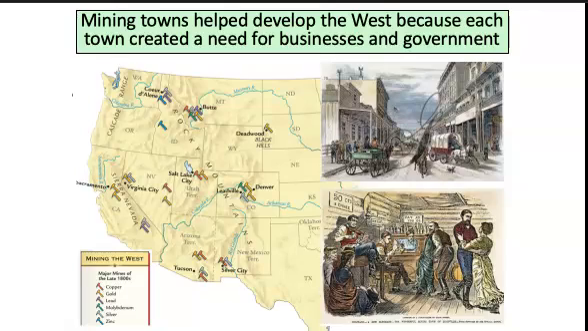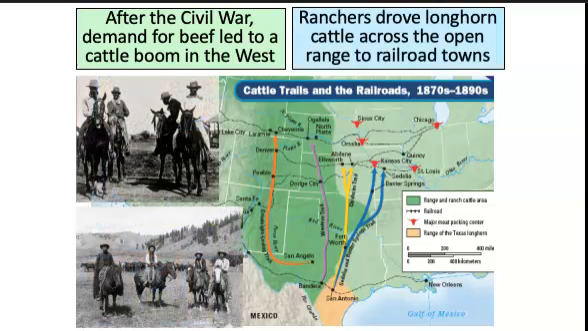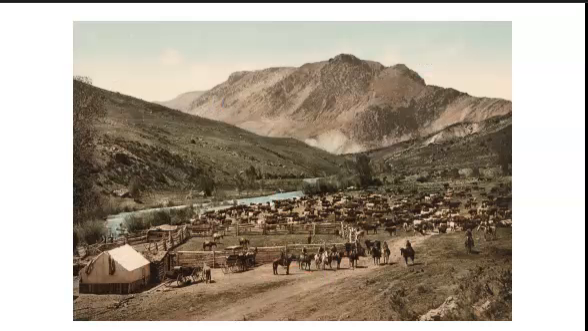Now, the second industry that's going to bring many people to the West is the cattle boom. After the Civil War, demand for beef led to a cattle boom in the West. Ranchers will mostly use what's called the long drive and the open range to railroad towns further to the north. We can see examples of those cattle drives in the picture on this screen.